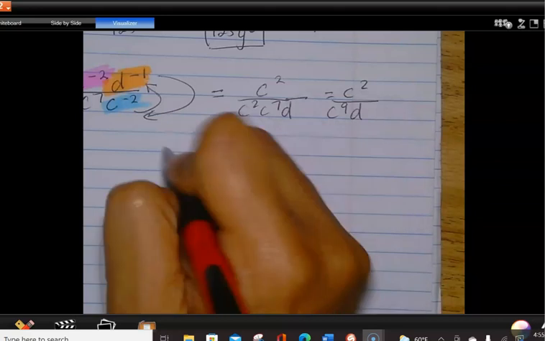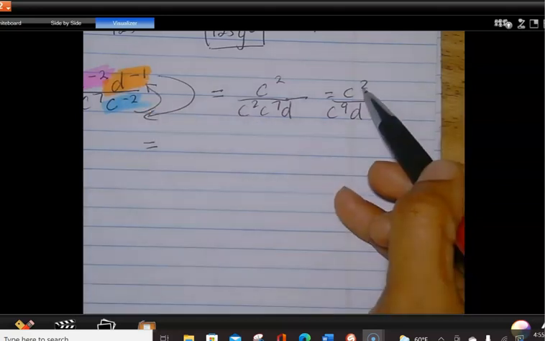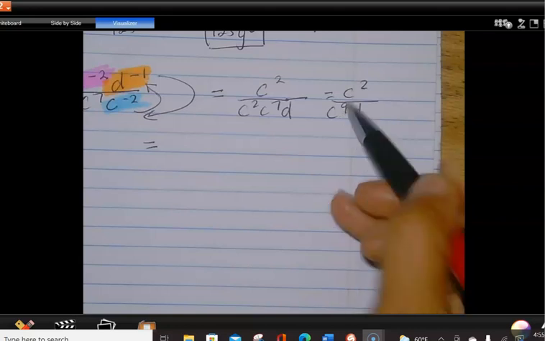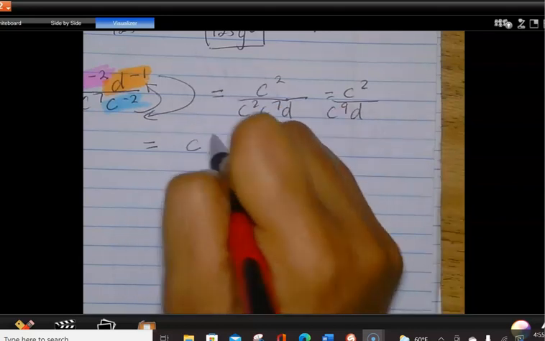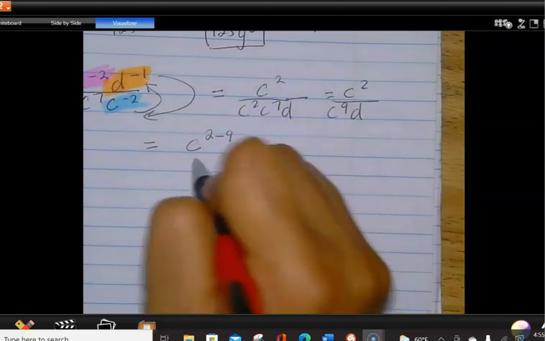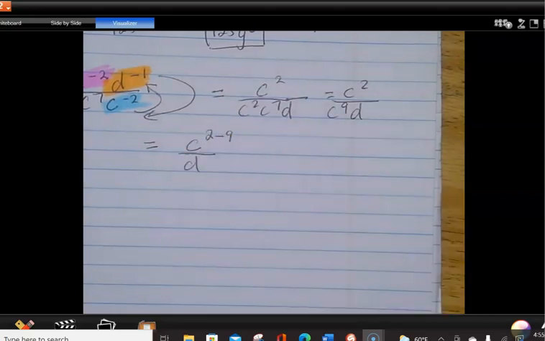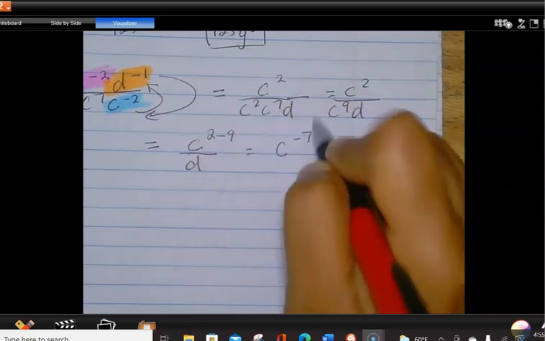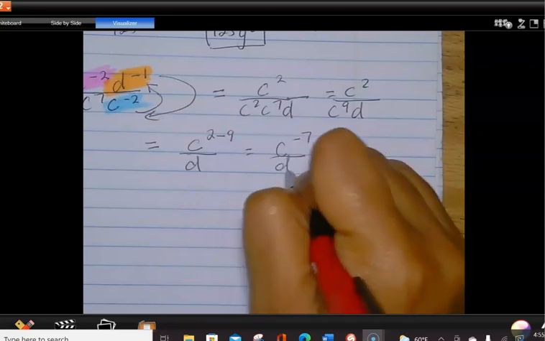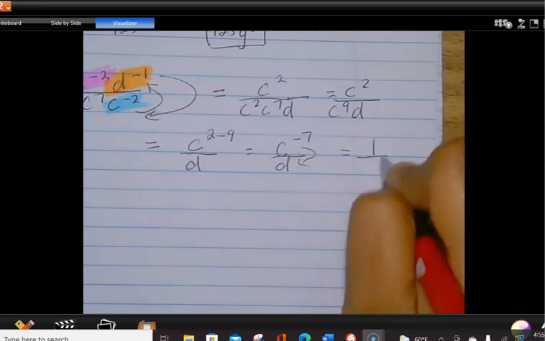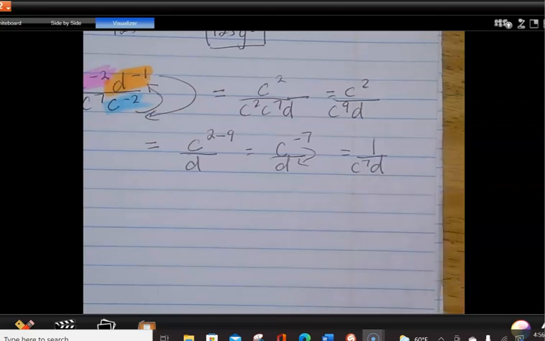Now I'm ready to apply the quotient rule, all right, where I do subtraction. So the final answer to this is I know that 2 minus 9 would be negative 7. So just to be clear, we did C to the 2 minus 9. And then that D to the 1 is the only one of his type, so let's leave him alone. And now I have C to the negative 7 over D. But again, he's going to come down because he's not happy. That's 1 over C to the 7, D.